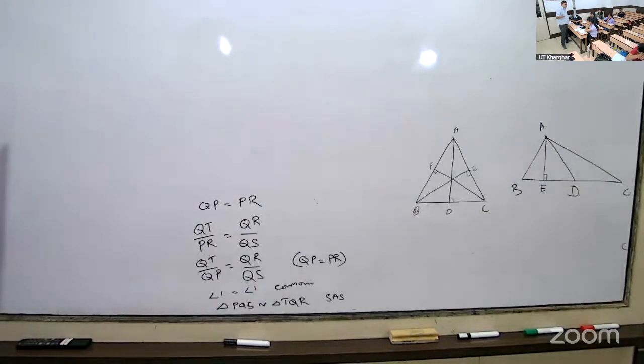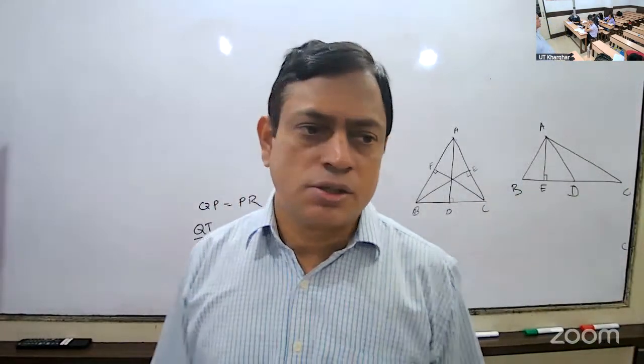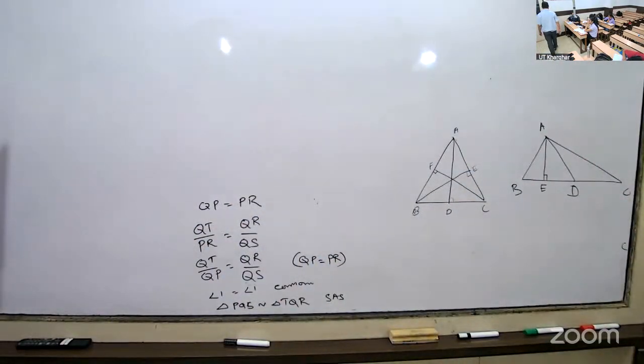Okay. So, median you have followed. You want to write the median, write: median is the line drawn from the vertex to the midpoint of the opposite side. How many medians can be drawn? Three medians can be drawn for a triangle.